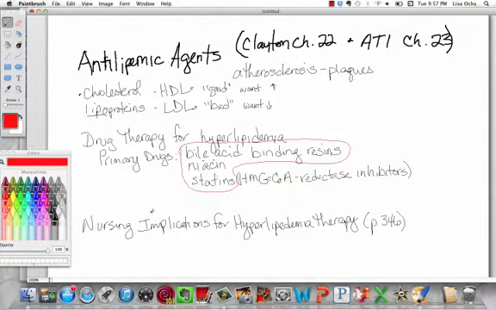If you look at page 346 in Clayton, there's a paragraph titled Nursing Implications for Hyperlipidemia Therapy. Read that over. That gives you some information about nursing considerations. I'll let you read that over, and we're going to talk about each of the classifications individually.